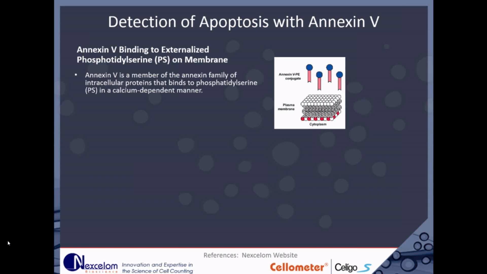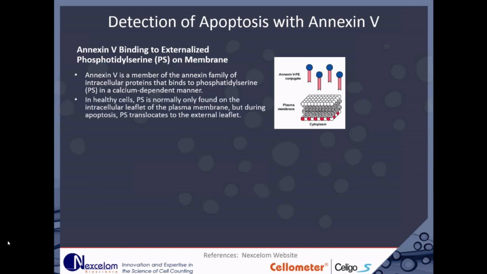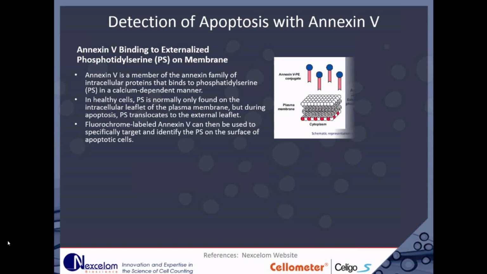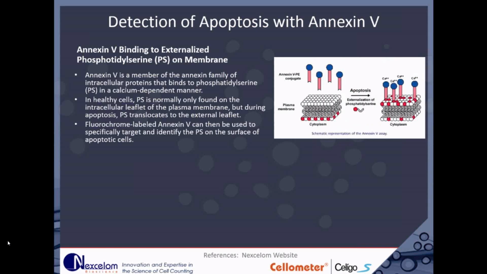assay on the membrane. Annexin 5 is a member of the Annexin family of intracellular proteins that bind to phosphatidylserine in a calcium-dependent manner. In healthy cells, this PS molecule is normally found on the inside of the plasma membrane, but during apoptosis it translocates to the external leaflet of the membrane. Using this, we can come in with a fluorochrome-labeled Annexin 5 to specifically target and identify those cells on the surface of the apoptotic cells, as shown in the diagram here on the right.